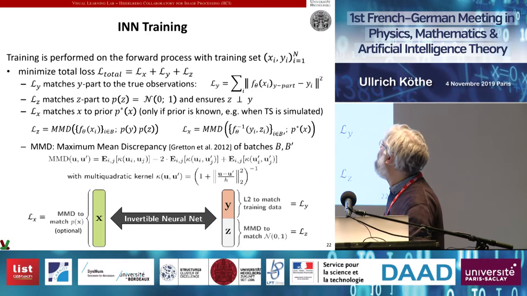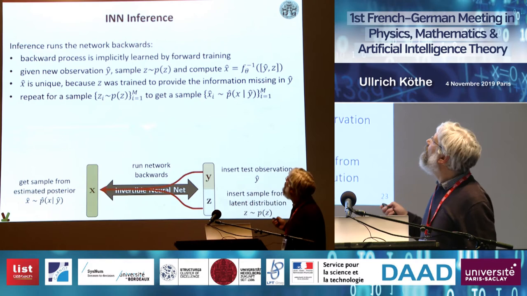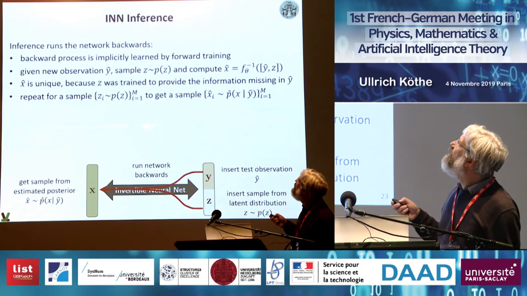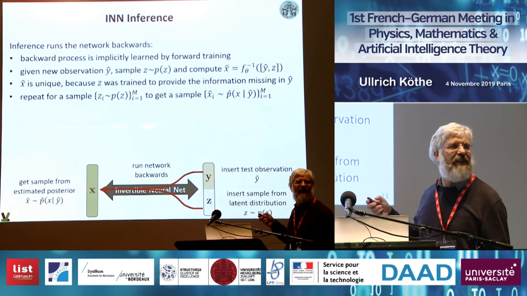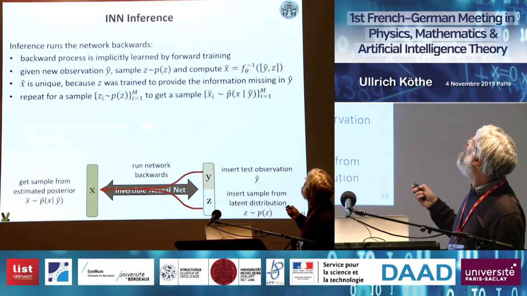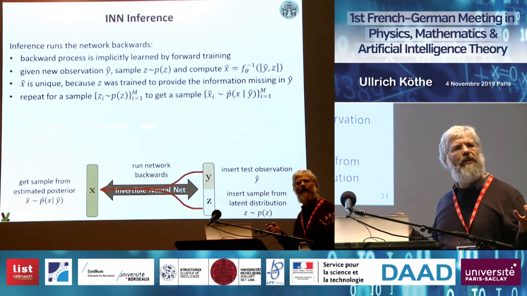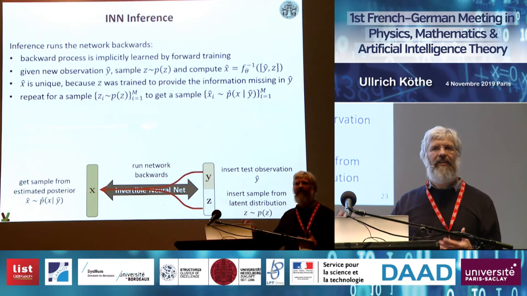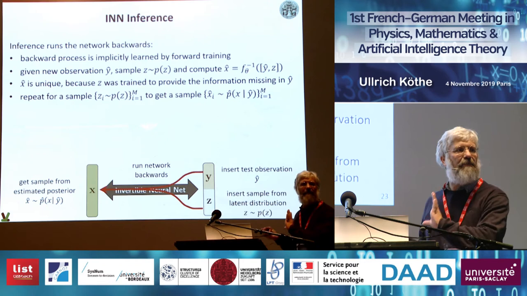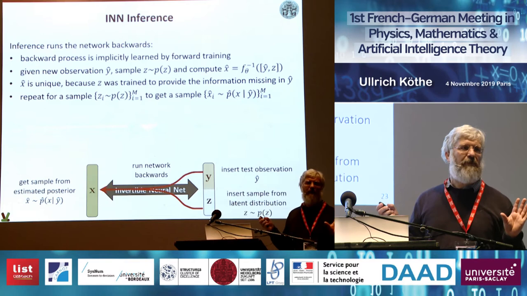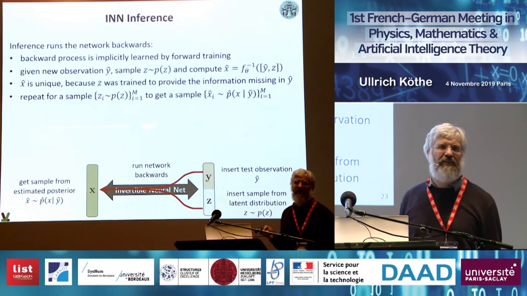So the inference is now simple. We never explicitly learn the backward process because it's automatically learned by learning the forward process. They are coupled. Given some observation Y hat, we sample from Z and compute X hat by the inverse neural network. And X hat is unique because Z was trained, and this is the trick, to capture all the information that's normally lost in the forward process. Y does not preserve all the information about X, and Z collects everything that's lost. That's ensured by the requirement that Y and Z must be independent of each other. This ensures that Z exactly contains the lost information.